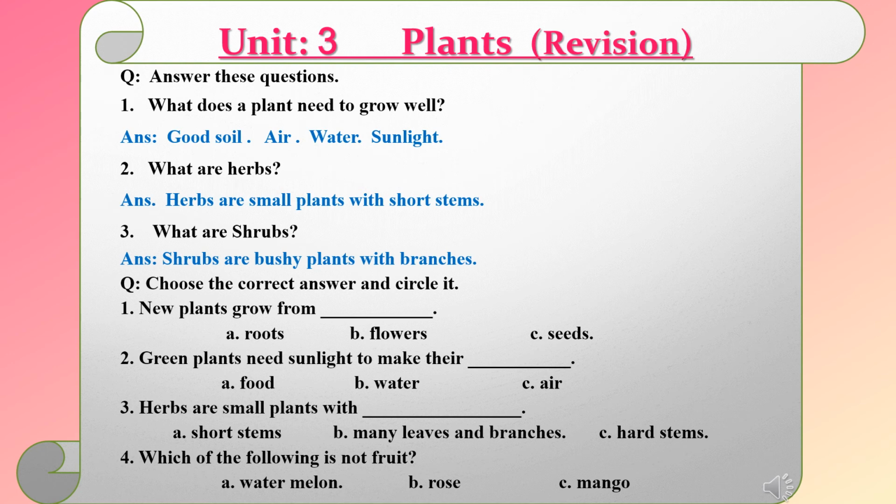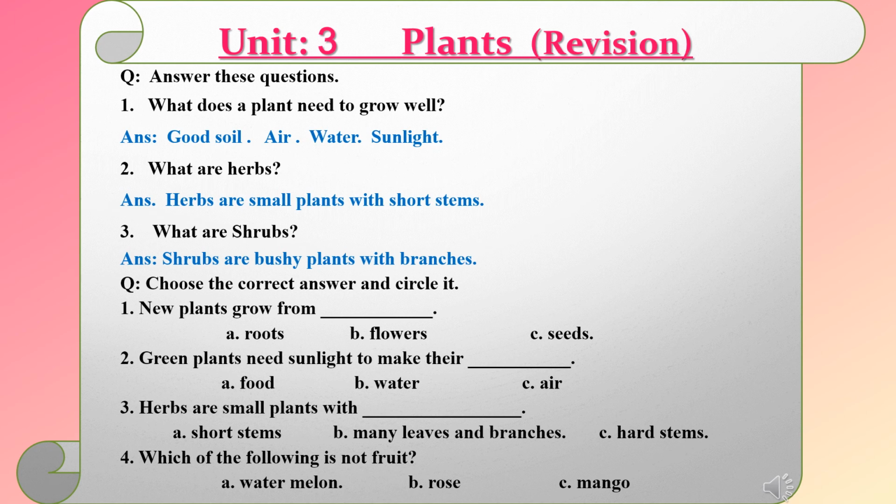Okay, now you have to choose the correct answer and circle it also. You are given 3 options and one of these 3 options is correct. You have to choose it. Okay, I'm going to read. Just listen to me carefully. Number 1, new plants grow from dash: roots, flowers or seeds. Yes, seeds. Number 2, green plants need sunlight to make their dash.